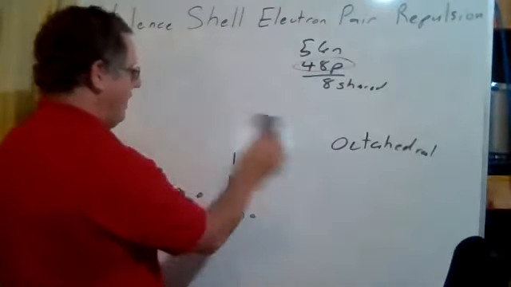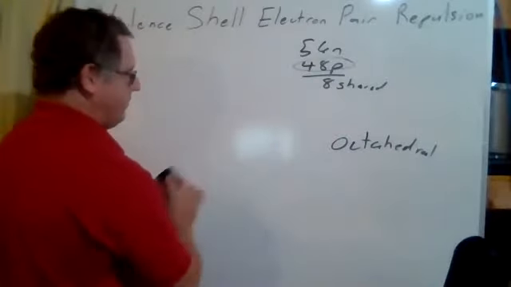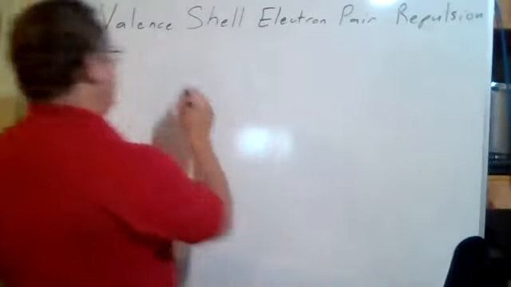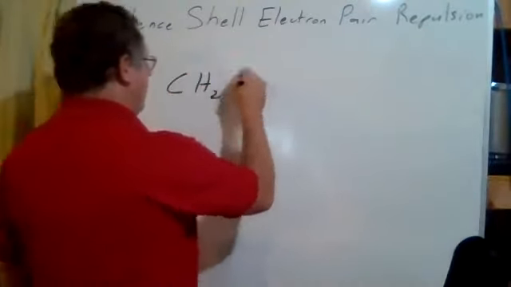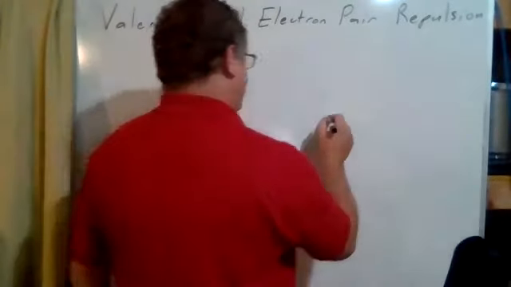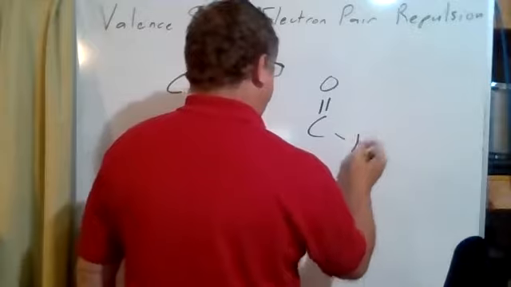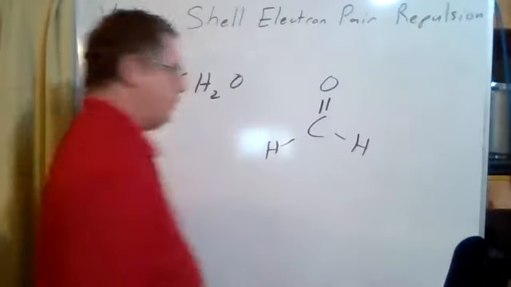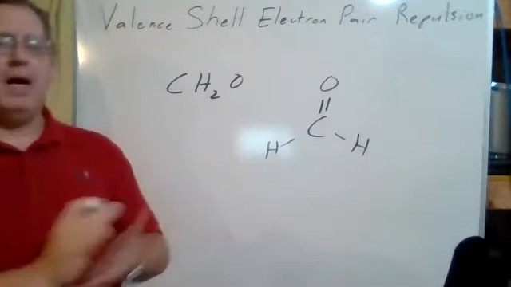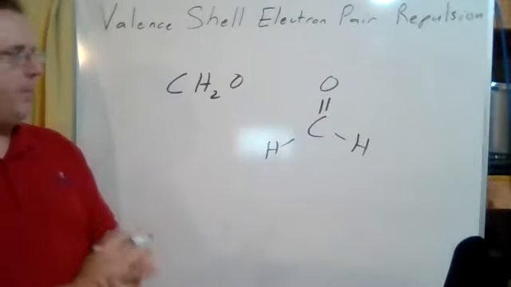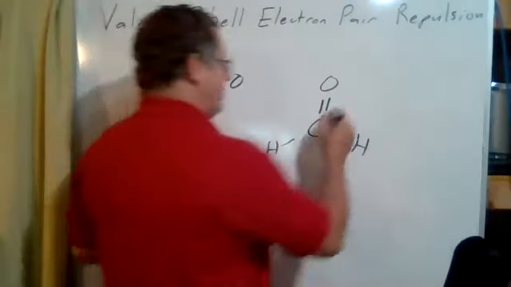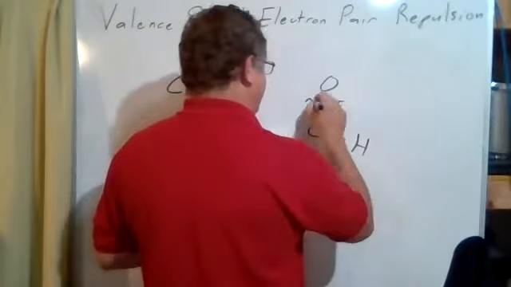What about if I have a multiple bond involved in it, okay? Let's go back to one we looked at earlier. CH2O. Now, I've already shown you how to work with this. However, let's go ahead and redraw our Lewis structure here. In this case, I have a double bond. Now, this double bond is going to count as one region of electron density. Or very simply, I could say I have a sigma and a pi bond here.